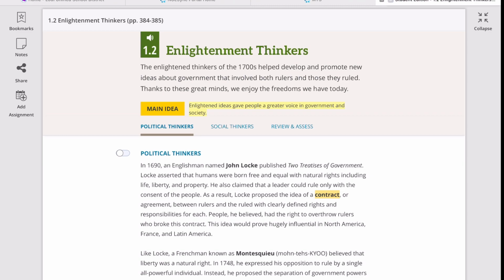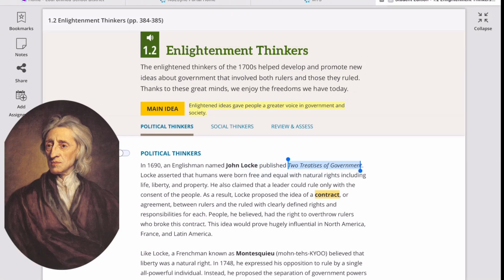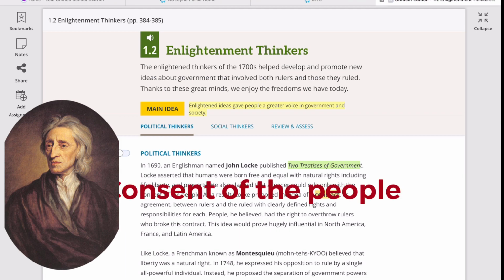Now let's jump into these influencers. The first one is John Locke. He published Two Treatises of Government. So Locke asserted that humans were born free and equal with natural rights, including life, liberty, and property. He claimed that a leader could rule only with the consent of the people. Now that is very important: consent.